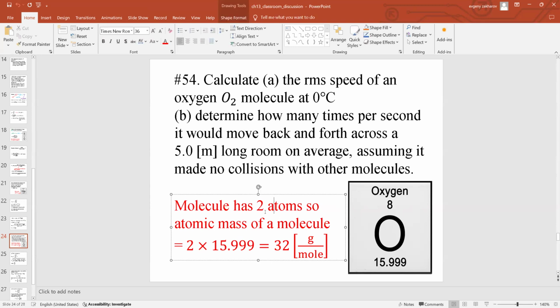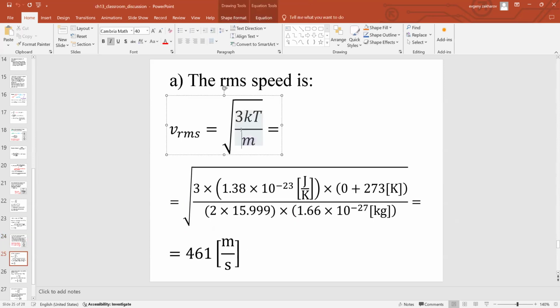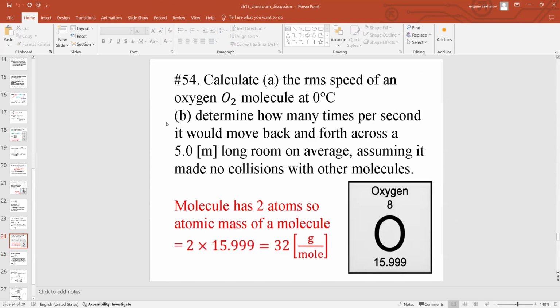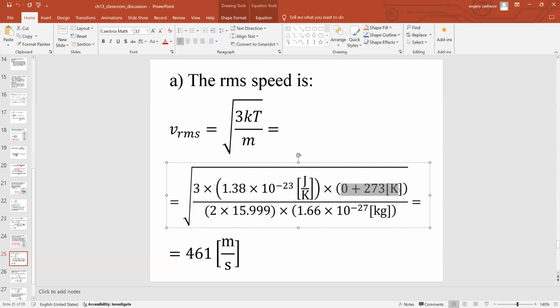So oxygen has two atoms, and you borrow 15.999, multiply by 2, you'll still get 32, like 16 times 2, 32 grams per mole. This is your atomic mass. And it's the root mean square. That's for how fast it will move, but you have to do some conversions. The Boltzmann's constant, the constant 3, is still there. And then there's temperature. Temperature is 0 degrees Celsius, which you have to convert to Kelvin, which is 273 Kelvin. So this is your temperature.